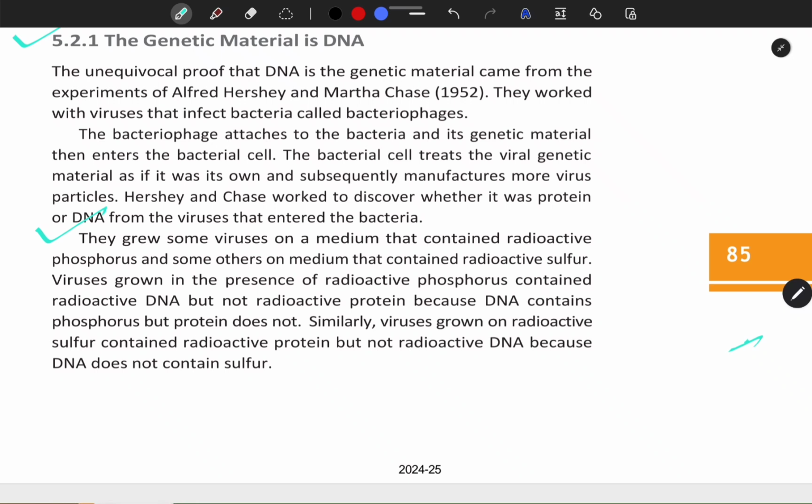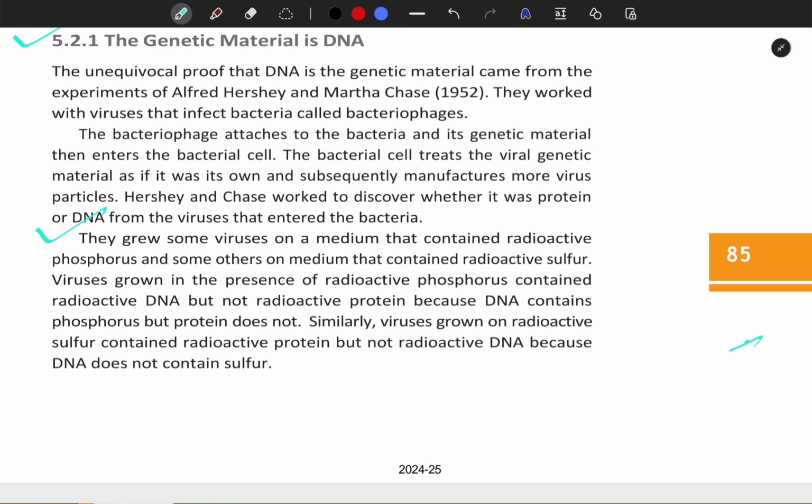They grew some viruses on a medium that contained radioactive phosphorus and some others on a medium that contained radioactive sulfur. Viruses grown in the presence of radioactive phosphorus contain radioactive DNA but not radioactive protein, because DNA contains phosphorus but protein does not.